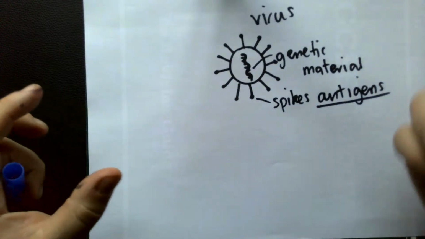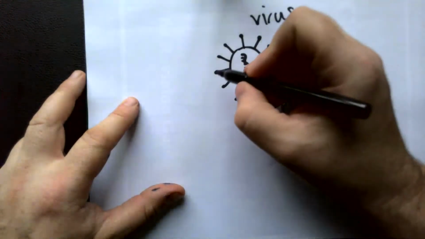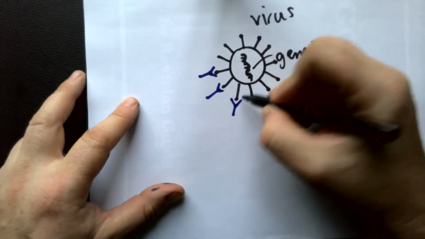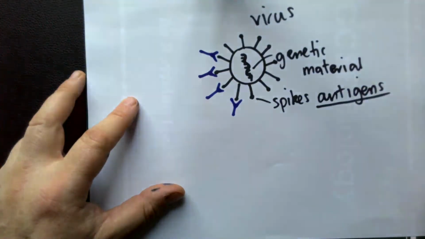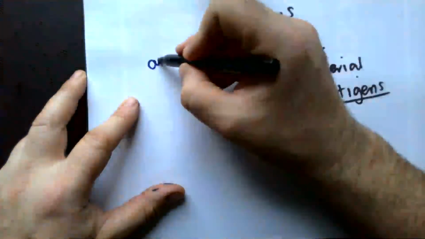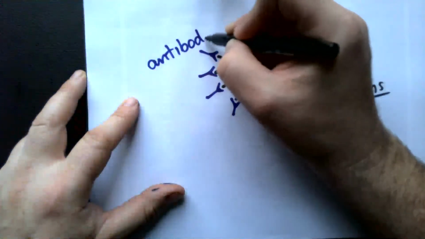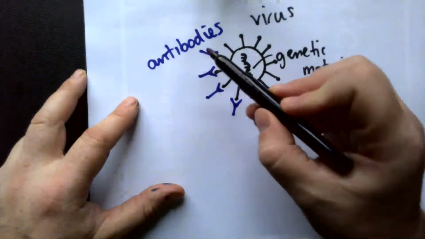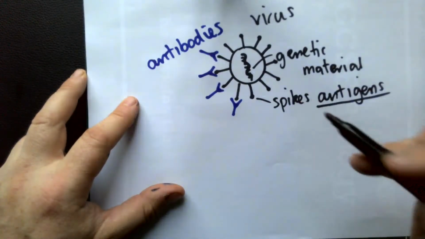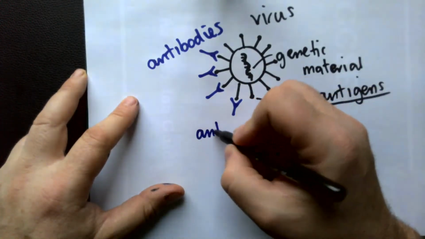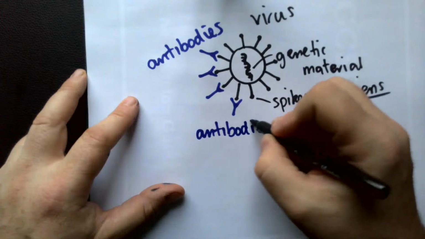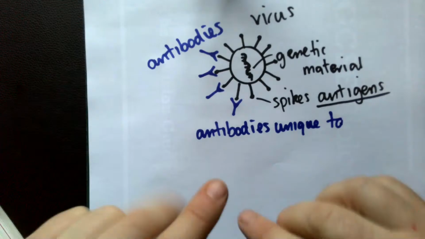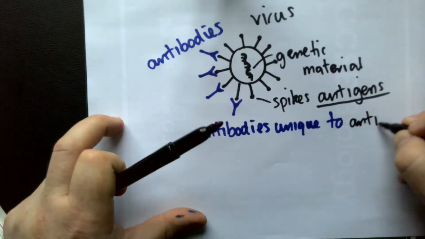But our white blood cells, one particular type, is going to make antibodies. And antibodies come along and they can attach onto these spikes. And these are called antibodies. Now, these antibodies are unique to these antigens. That's important. So the antibodies are unique to antigens.